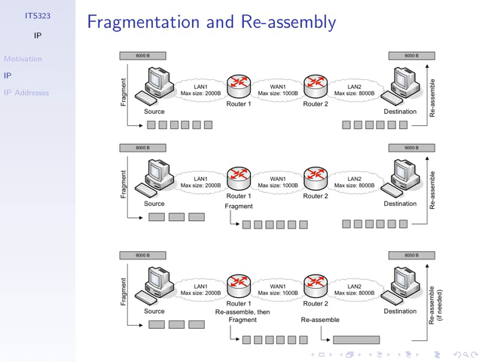Same approach as what we've just used. Sends them to router one, to router two. Eventually router two sends the six to the destination, and the destination reassembles those fragments into the one original datagram. So we fragment at the source, reassemble at the destination. That's one approach. For this approach to work, the source needed to know the minimum of the maximum sizes supported across each subnet.